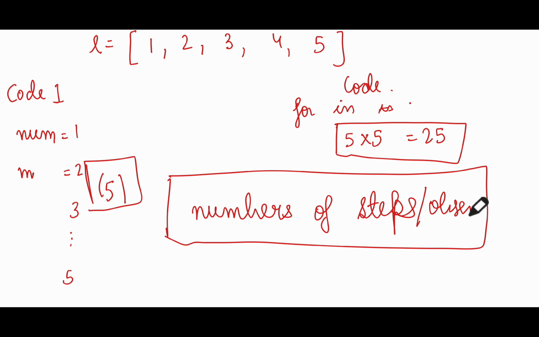So this is called time complexity. If there are two pieces of code, and both are doing the same work, the code that takes fewer steps, that does fewer observations, is better than code number 2. So this is the basic intuition of time complexity.